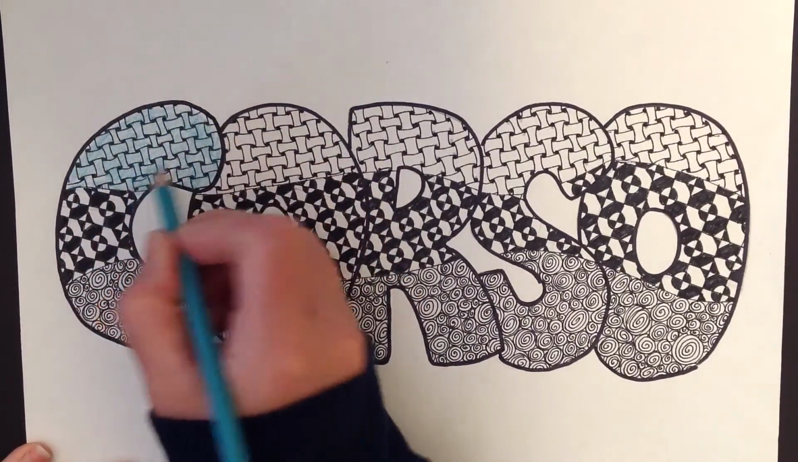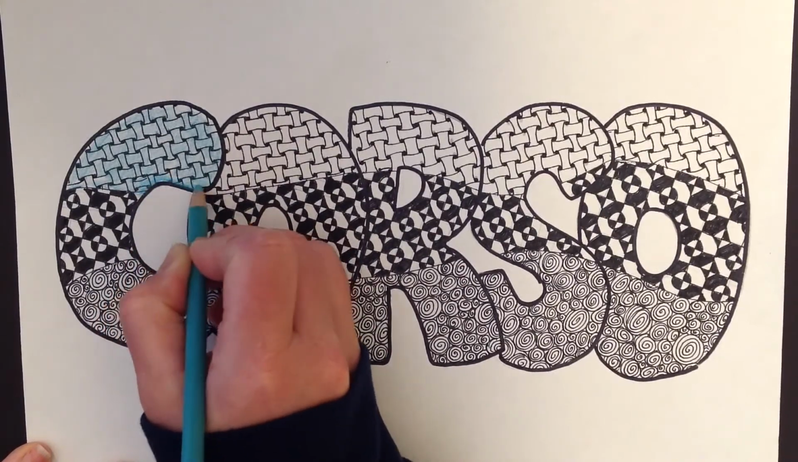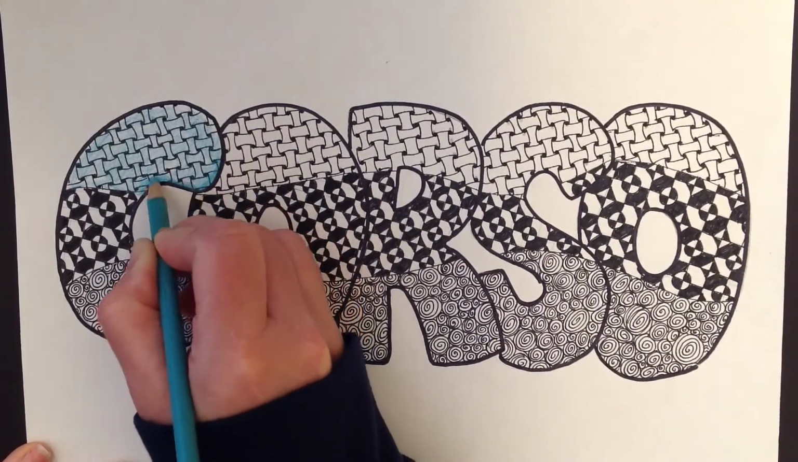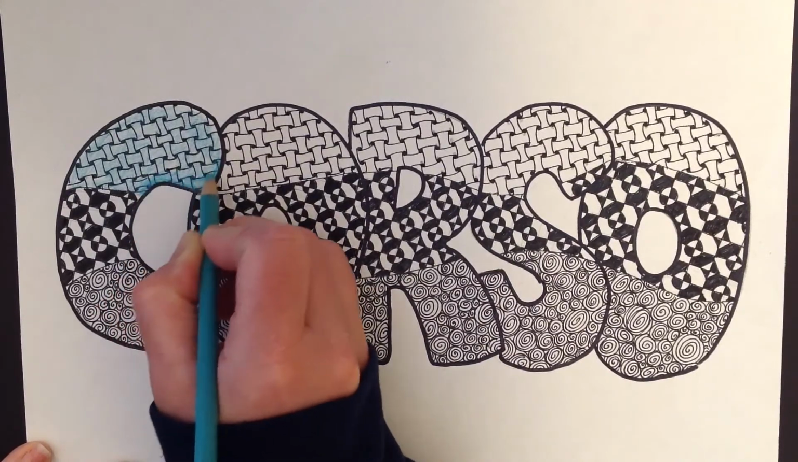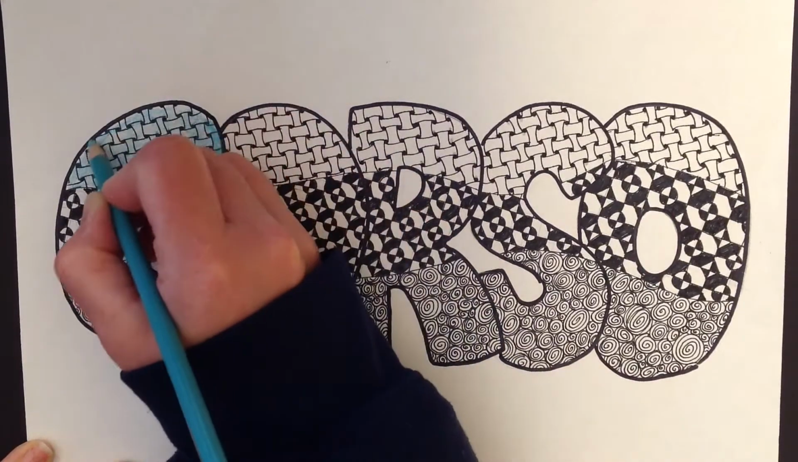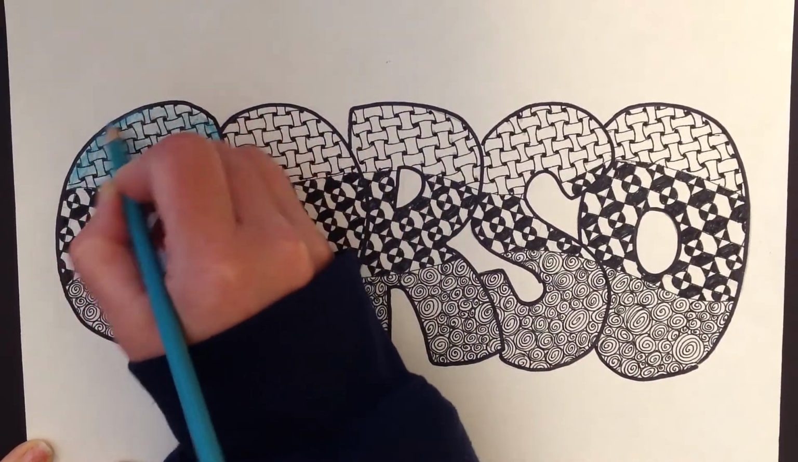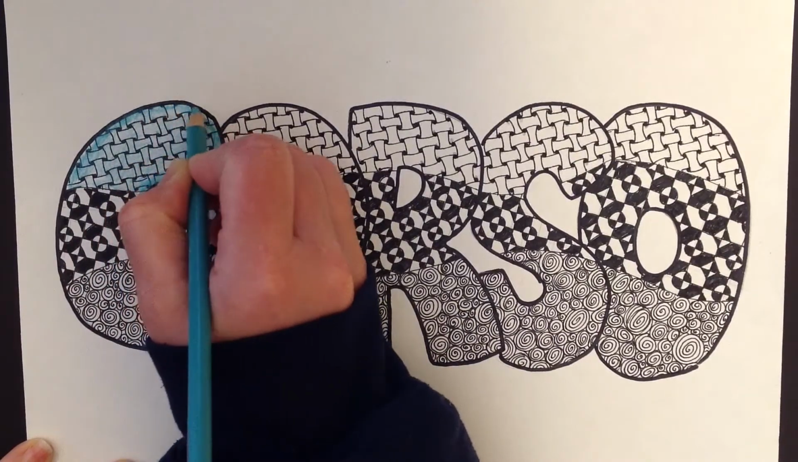Now, if you wanted to go a little bit darker around the edges, you just push a little harder, and what that can do is it can give you a little bit of shadowing. Now, you can pick 3 different colors if you'd like. You could pick 2 different colors if you like. You can pick 1 color. You don't have to do this at all. So, it's completely up to you.